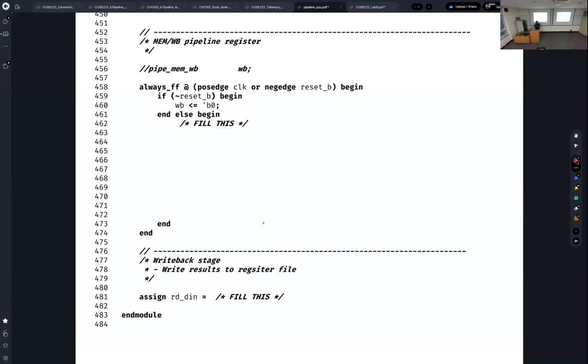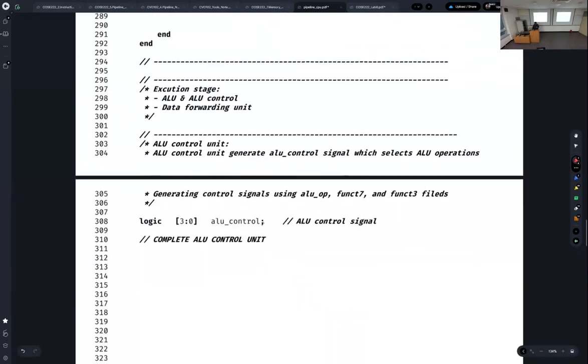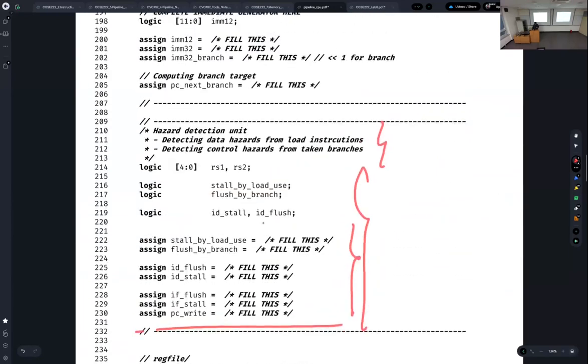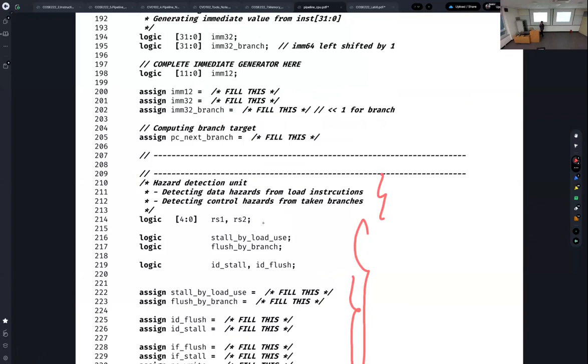So just complete this pipeline in the CPU.scp. Actually, I believe the data forwarding part or hazard detection part is somewhat difficult in this lab.